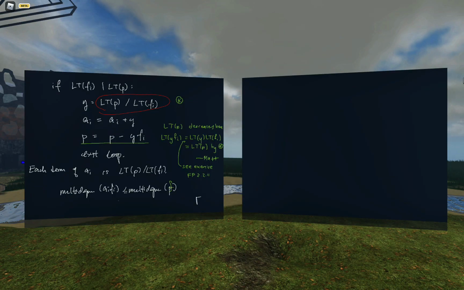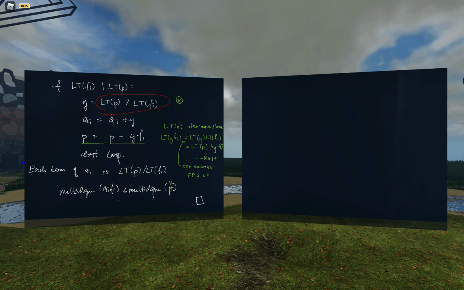So I think this covers all of the conditions we mentioned on board number 4. I'm going to put a little box here to indicate the end of this proof. So the recap: the division algorithm does what we want. It gives us either R, and it gives us a bunch of Ai satisfying these conditions, which are going to be useful.